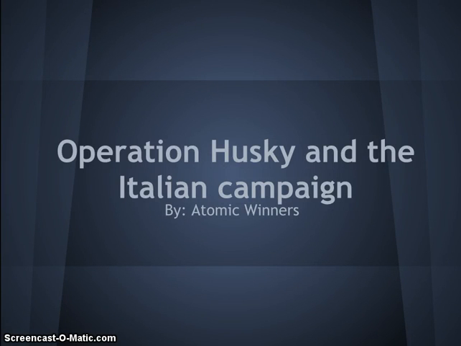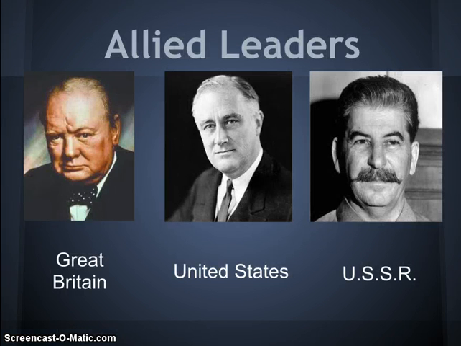We are the Atomic Winners, and we are going to tell you about Operation Husky in the Italian campaign. Here are the Allied leaders. On the left is Winston Churchill, who was the Prime Minister of Great Britain during World War II. In the middle is Franklin Delano Roosevelt, who was President of the United States. On the right is Joseph Stalin, who was the dictator of Russia. All of these people were leaders of the countries who were part of the Allied powers.